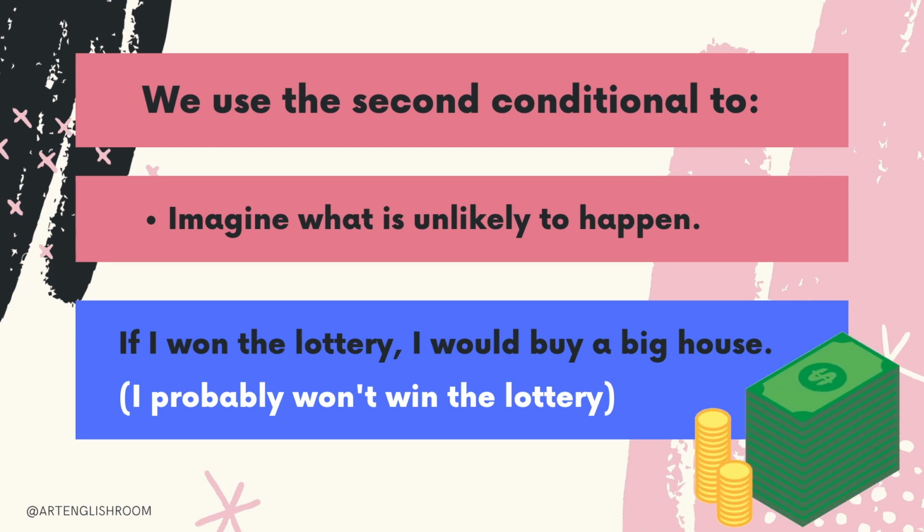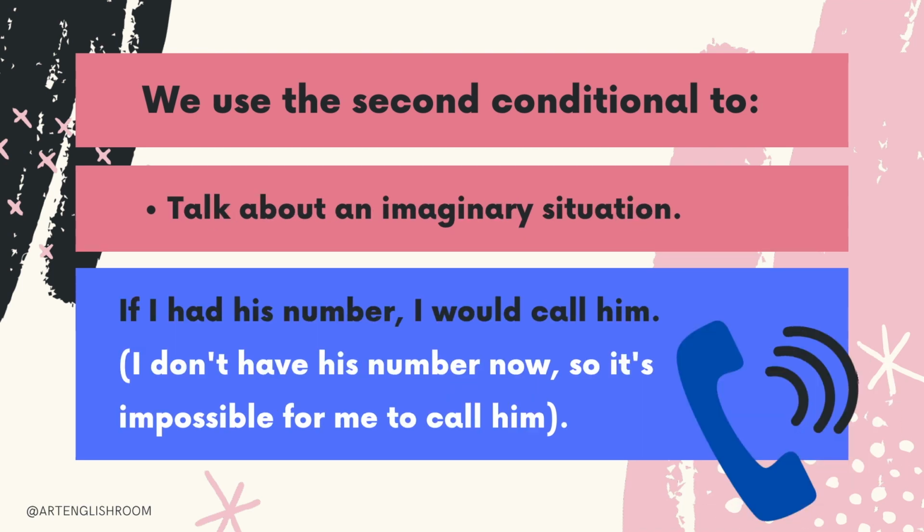Now we are going to see the second example using the second conditional. In this case, we are talking about an imaginary situation. Let's see. If I had his number, I would call him. I don't have his number now, so it's impossible for me to call him.